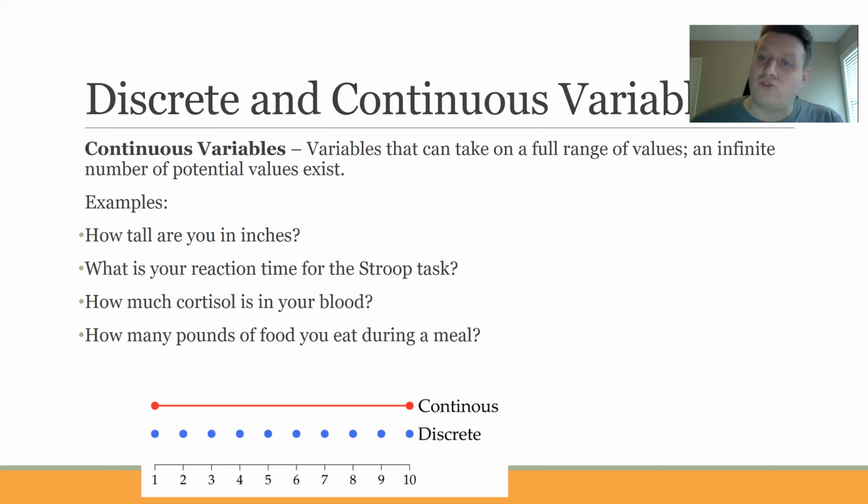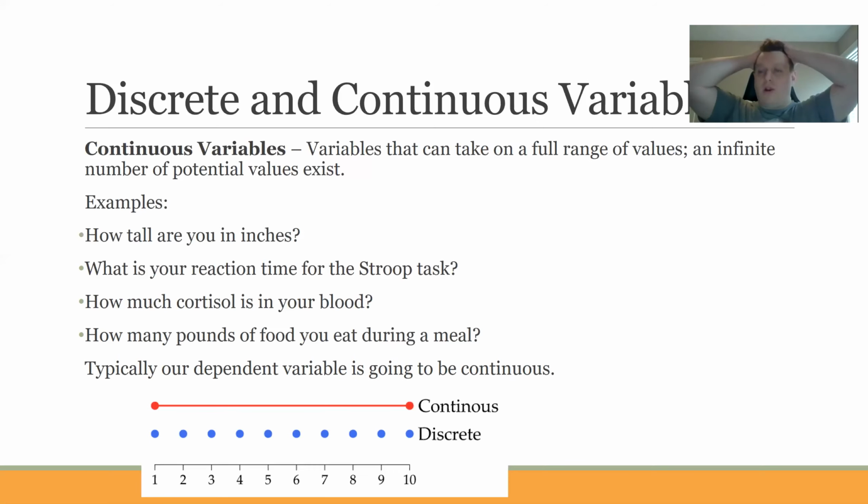Okay, they're doing it in discrete units. How many hot dogs do you eat, period? So then you can't really have fractions. But you could do it in pounds, the weight of the food, and in that regard, we're looking at a continuous variable. All right, it might be 5.678 pounds. Typically our dependent variable is going to be continuous for our research studies.